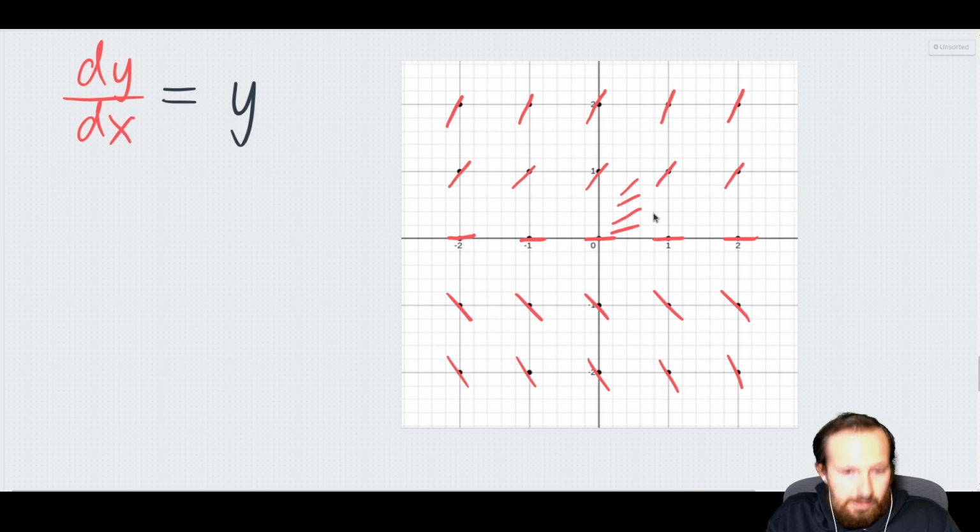And at this level, in a Calc AB or BC course, the only technique that you learn is separation of variables. So if you have a differential equation that is not separable, that cannot be solved with that one technique, you actually just don't know how to solve it. In those cases, you can still use slope fields to get a pretty good idea visually of what the solution is going to look like. So hopefully that makes sense.